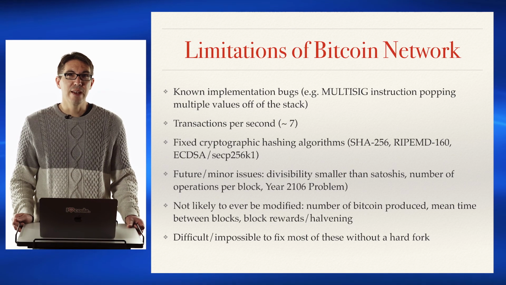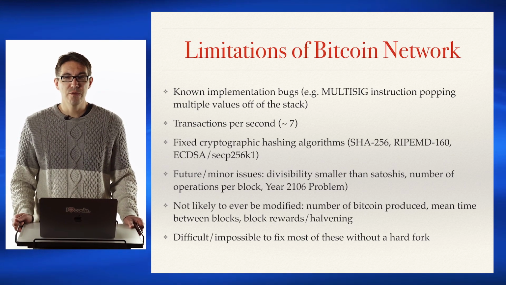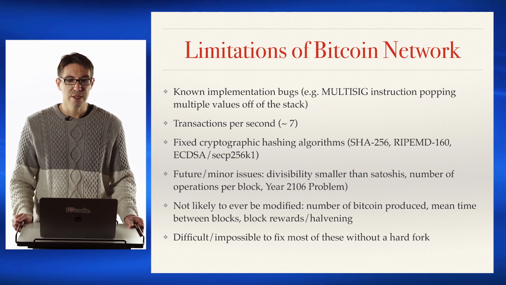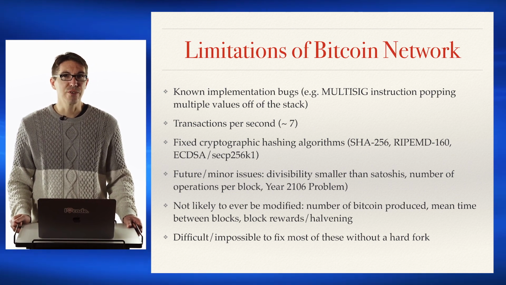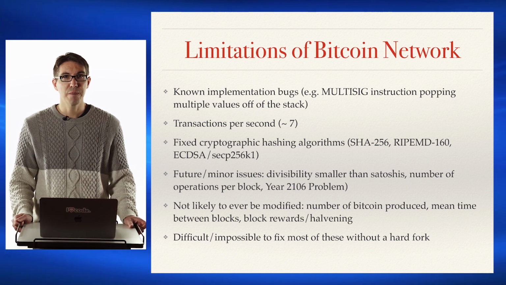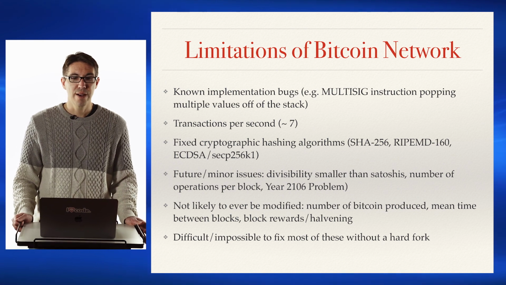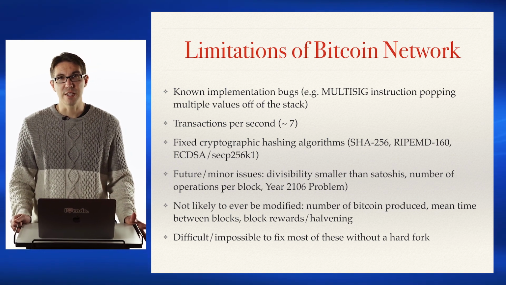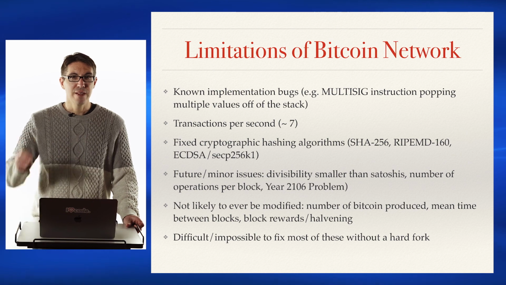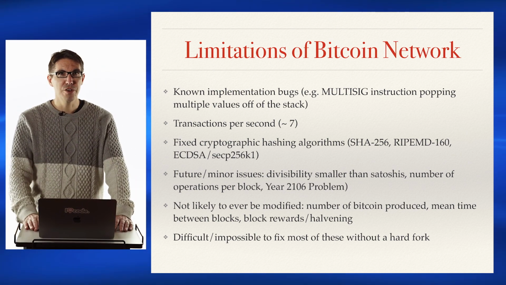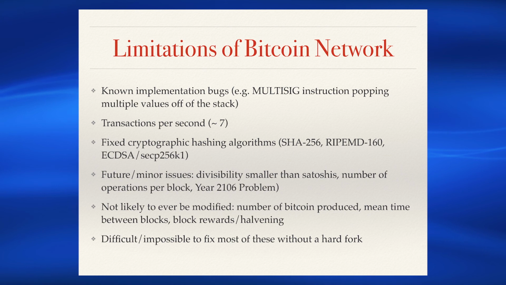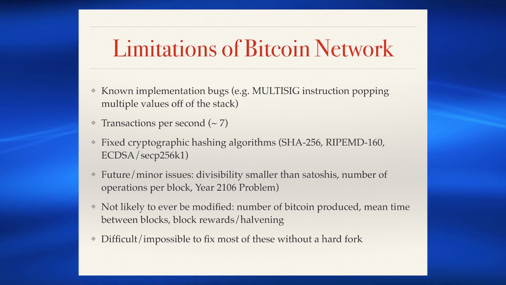So that being said, now that we've discussed hard forks and soft forks and how the Bitcoin network operates, are there any known limitations or issues with Bitcoin and the Bitcoin network? And the answer is, of course. There is no perfect software out there. The only perfect software is software that doesn't exist. Right? So there are some known implementation bugs. For instance, a multisig instruction is always going to pop off multiple values off the stack when it really should just pop off one. And so people have just learned to live with it in their multisig scripts.